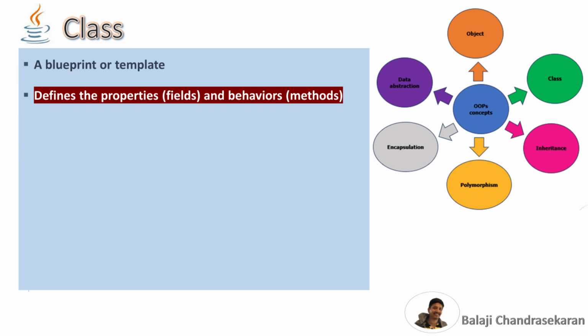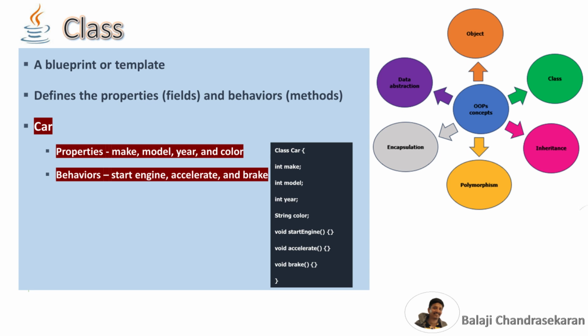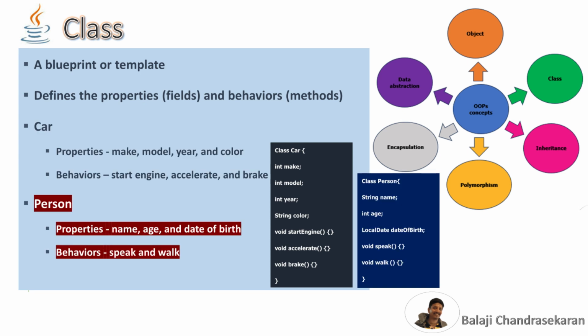Each class serves as a blueprint for creating objects, instances, that encapsulate both data and behavior relevant to the entity being modeled. For example, the car class represents a vehicle with properties like make, model, year, and color, and behaviors such as start engine, accelerate, and brake. A person class can represent various properties such as name, age, and behaviors like speaking and walking.